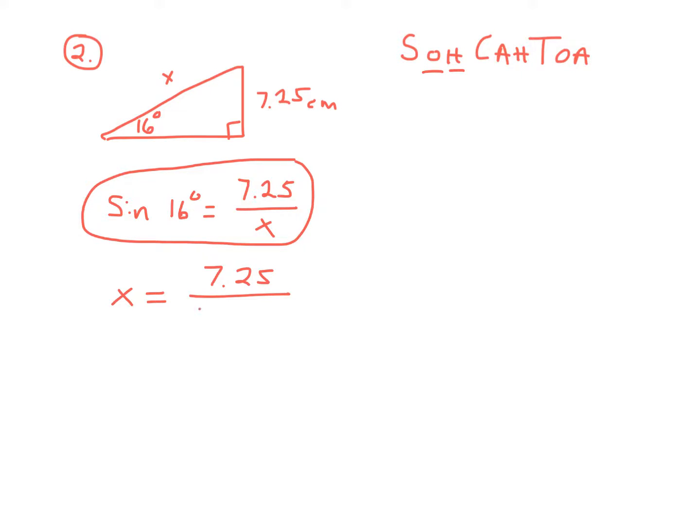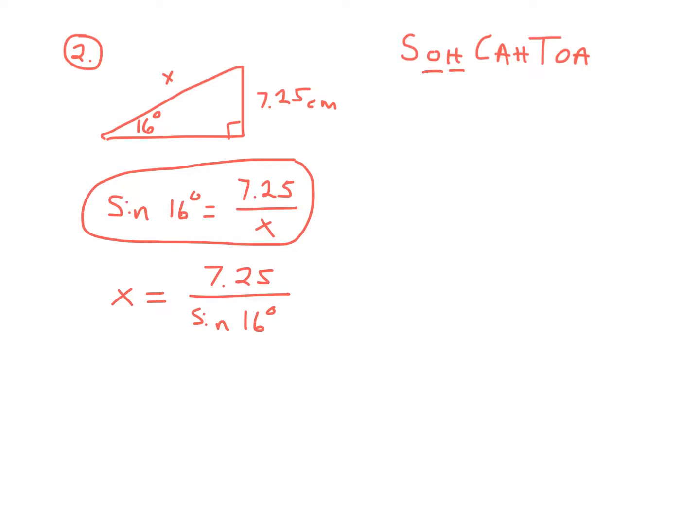7.25 divided by sine of 16 degrees. Essentially, when you move the x over to the left-hand side, it becomes the numerator, and the sine 16 goes into the denominator, because when you move things around like that, those all follow the rules of algebra, and you get this equivalent statement.